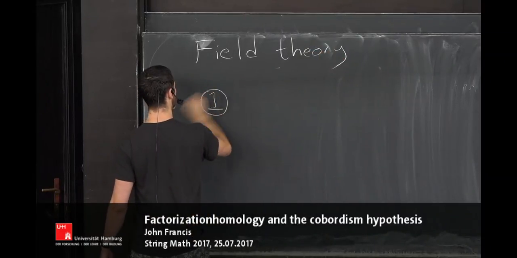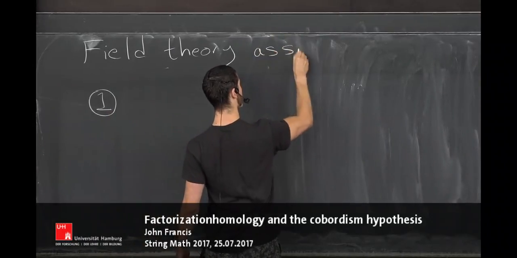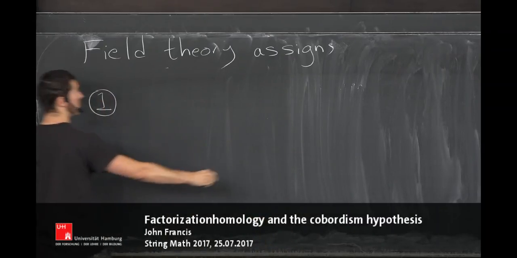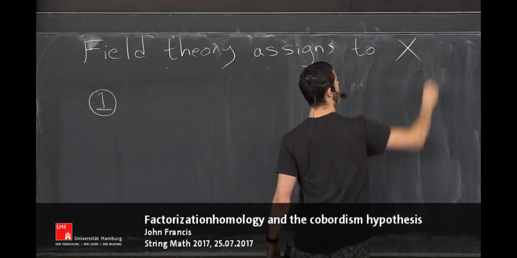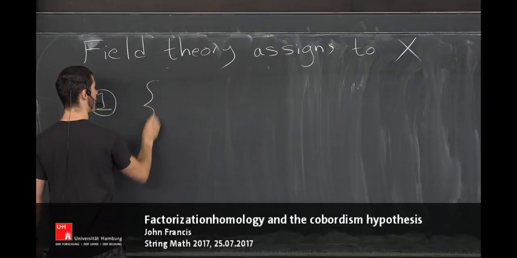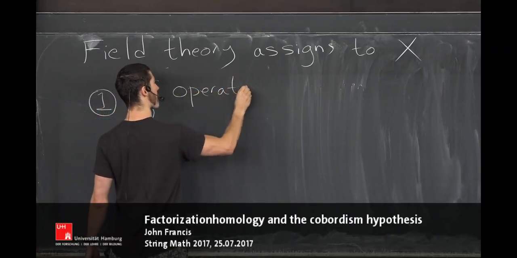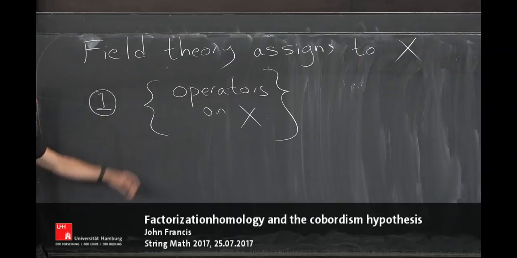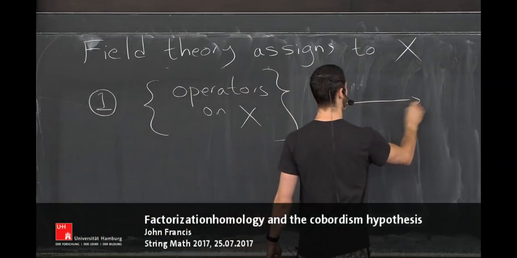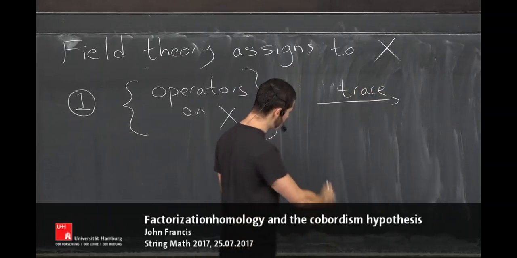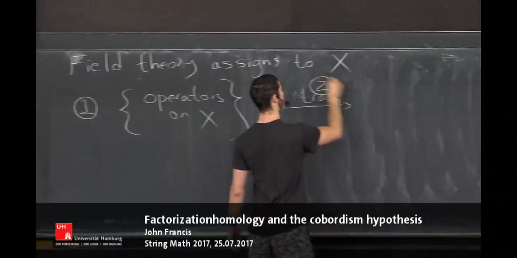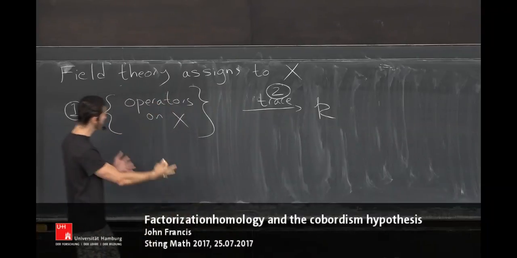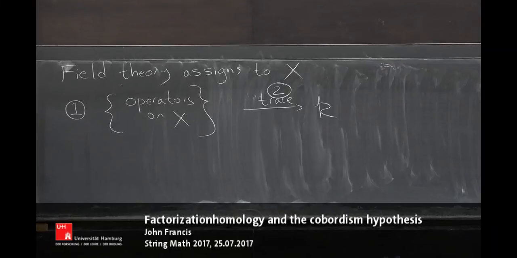So the first one assigns to some suitable manifold X of some dimension a collection of operators or observables on X. This is the one piece of structure. And then the second thing: for each operator, these are not just any operators, you can take their trace. And the second piece of structure, this trace, is valued in some ground field K, like the complex numbers. These are the two basic pieces of structure that I'd like to focus on.